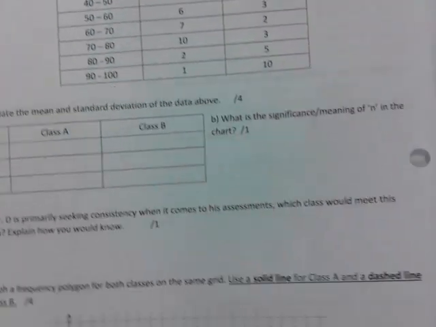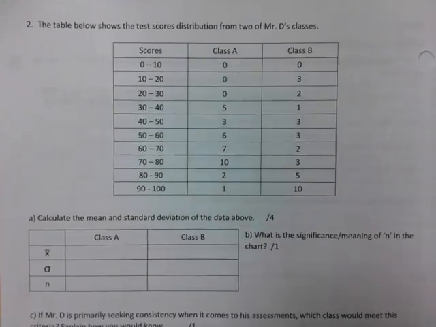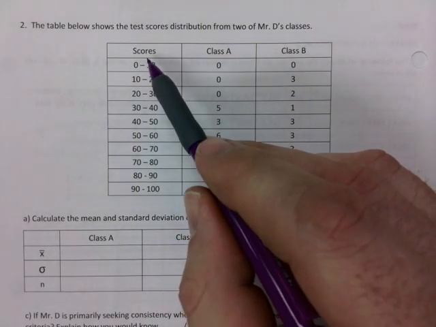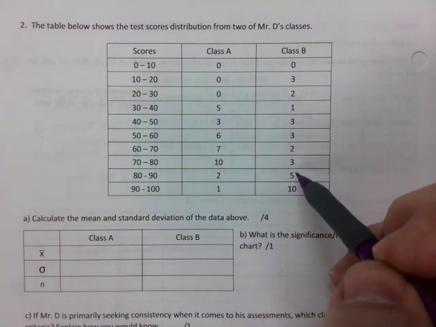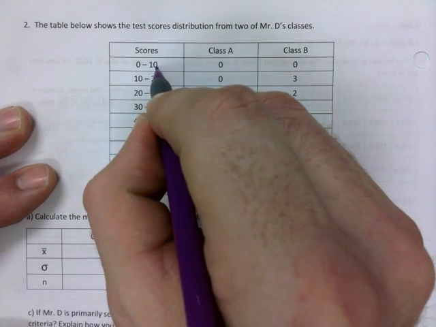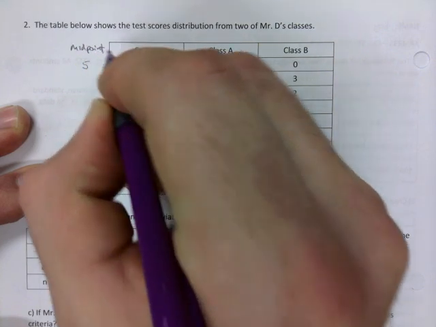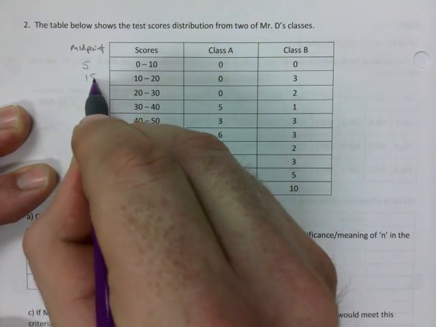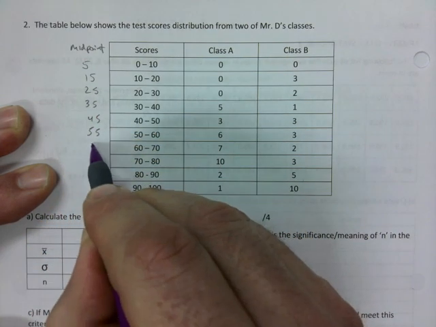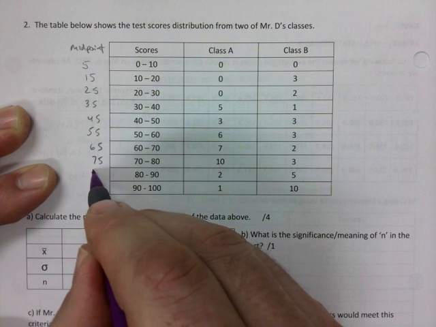Next page of this AC, you've seen something similar before. So the table shows the test scores of two of Mr. D's classes, right? You've got the scores, you've got class A, class B. If you see a frequency table, you need to figure out the midpoint, right? So 0 plus 10 is 10, divided by 2 is 5. Okay, so midpoints, right? So this would be 5, this would be 15, 25, 35, 45, and so forth. If you're not sure, just add them up, divided by 2. Okay.